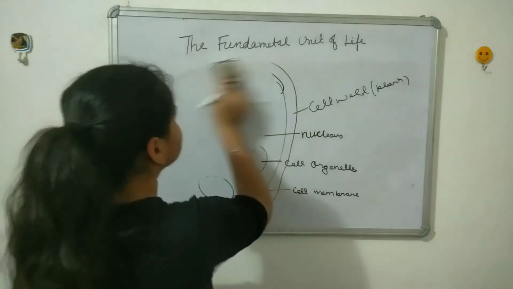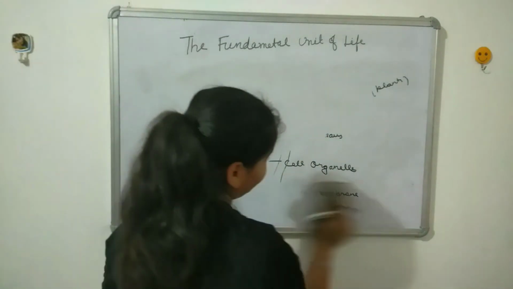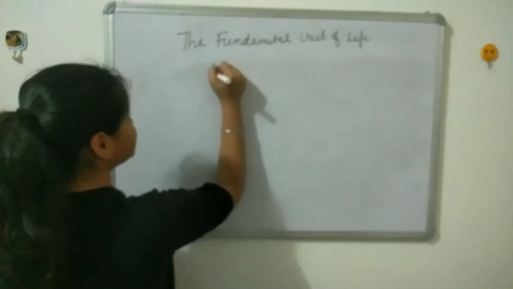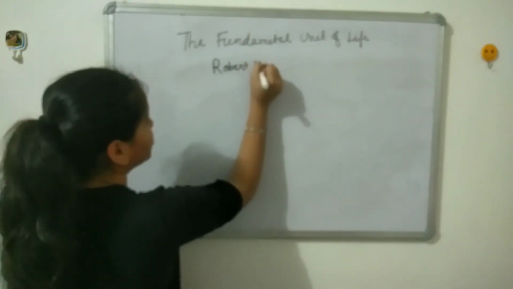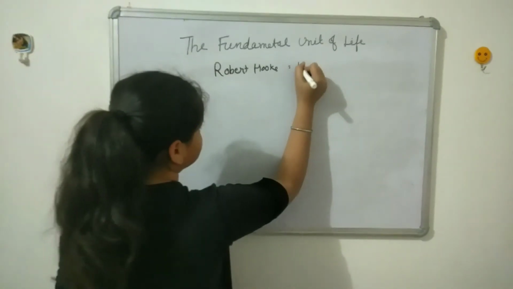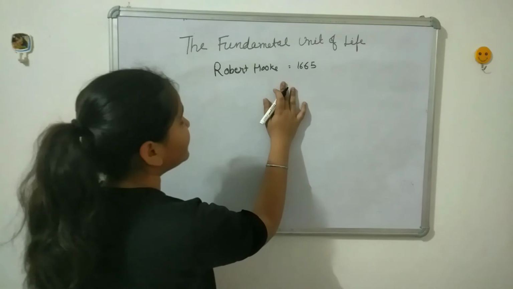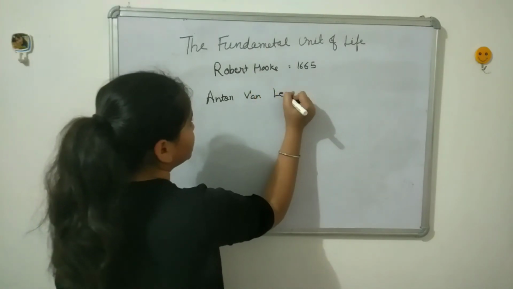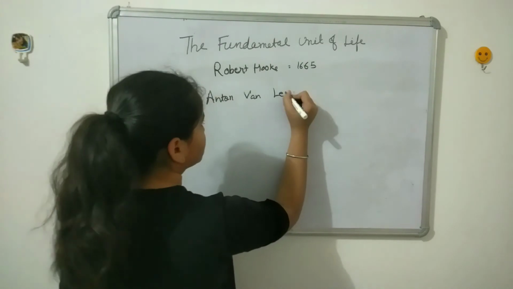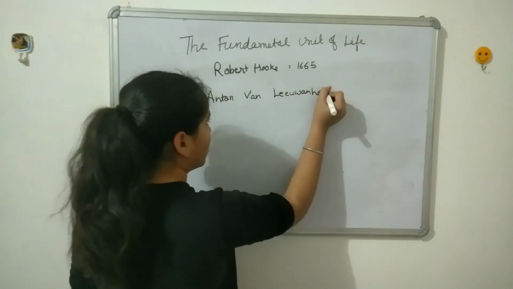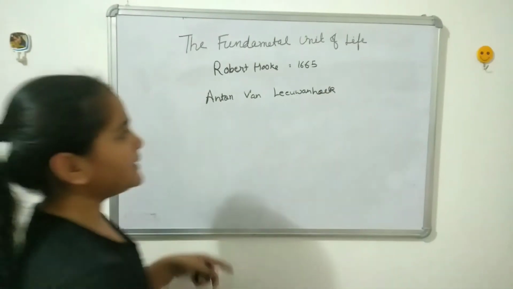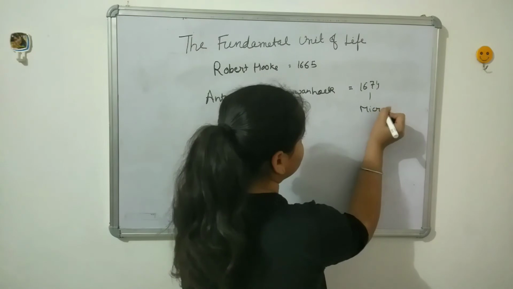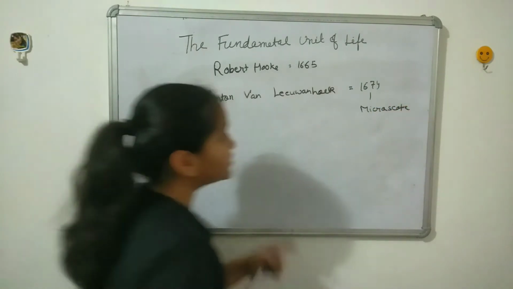So next, who discovered cells, the scientists' names, we will see them. Scientist's name is Robert Hooke. He discovered cells in 1665. He discovered the first dead cell. Anton van Leeuwenhoek discovered the first living cell, and in 1674 he invented the microscope. He is also known as the father of microbiology.